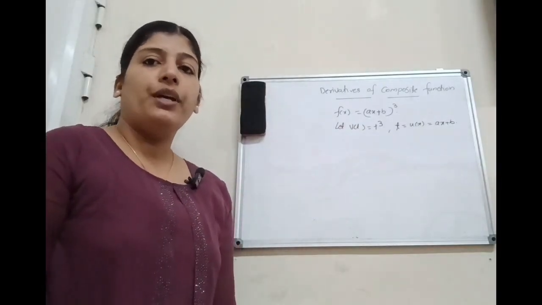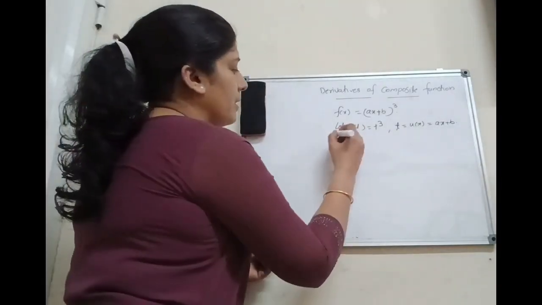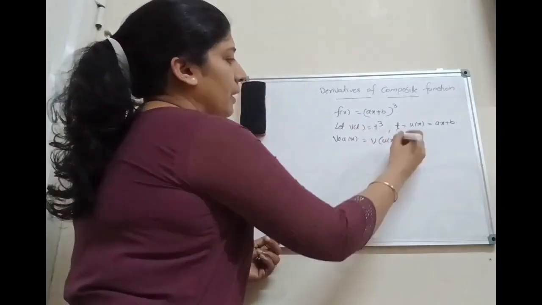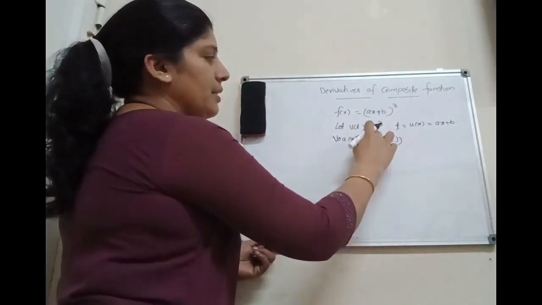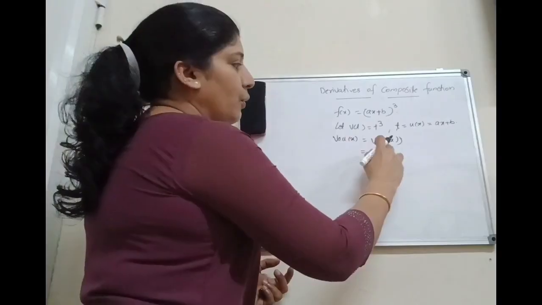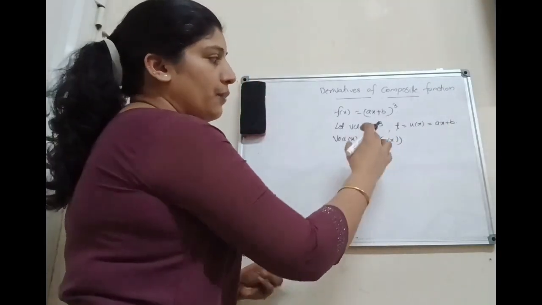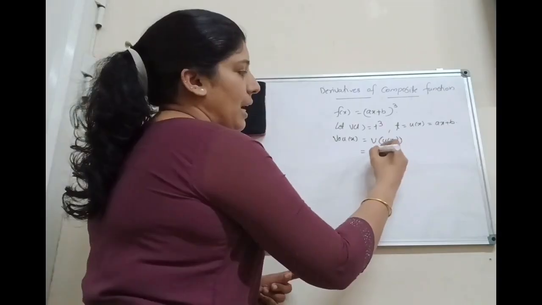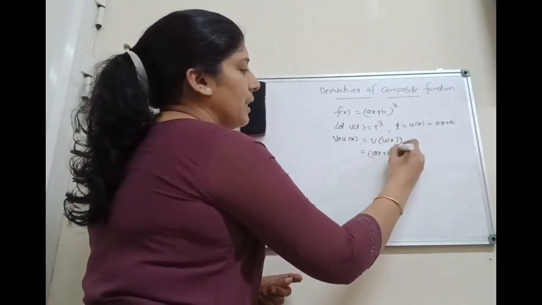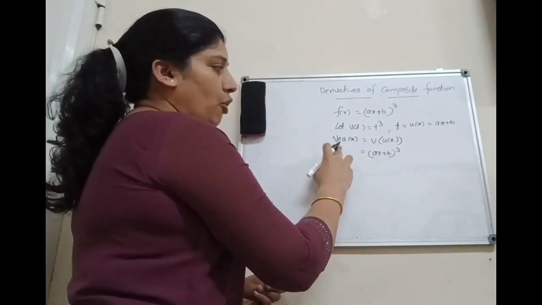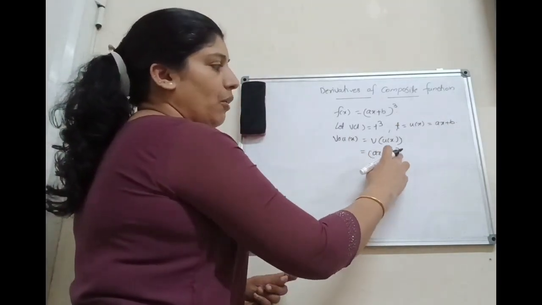Next, we can consider v composition u of x. How can we consider it? It can be written as v of u of x. Here v is t cube, and u of x is ax plus b. Therefore, v composition u of x, that is v of u of x, can be expressed as (ax plus b) whole cube. Here u of x is t, and the value will be ax plus b.